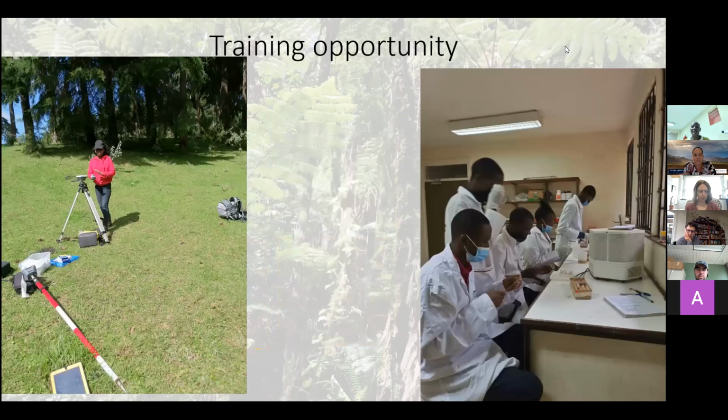So again, it has presented a training opportunity for undergraduate students. It's not only in the field, but also in the lab, teaching them a few techniques on how we process and how we extract phytoliths, and how we extract pollen, and even identification of those proxies.